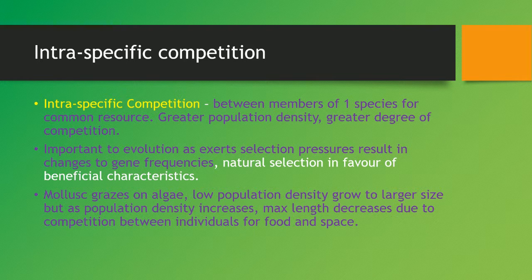Now we're going to move on and talk about intraspecific competition. This is different, as intraspecific competition is between members of one species for a common resource. It has a greater population density and a greater degree of competition. It is important to evolution as it exerts selection pressures resulting in changes to gene frequencies, meaning that natural selection is in favour of beneficial characteristics. An example is that molluscs graze on algae, and at low population density they grow to a larger size. But as population density increases, the maximum length decreases due to competition between individuals for food and space.